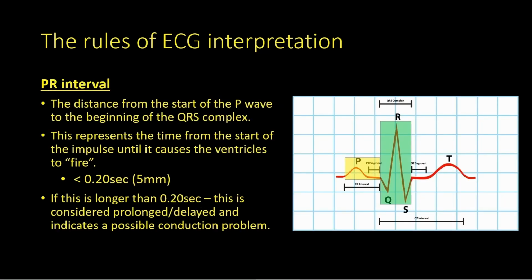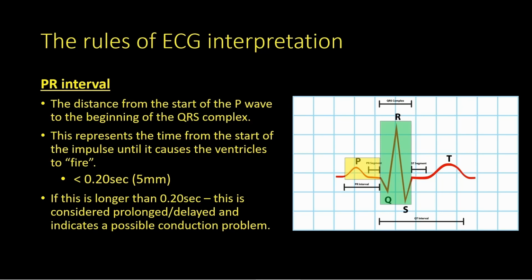The PR interval. Now the PR interval is the distance from the start of the P wave to the beginning of the QRS complex. This represents the time from the start of the impulse coming out of the SA node until it causes the ventricles to fire. The normal value for this is less than 0.20 seconds, or less than 5 millimeters, or 5 little bitty boxes. If it's longer than 0.2 seconds, this would be a delay, and it could indicate a possible conduction problem.